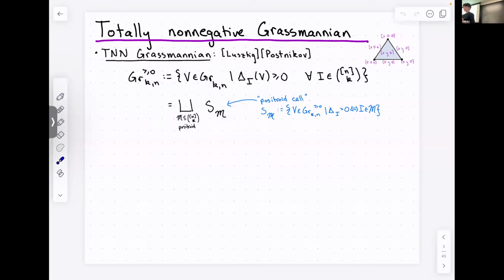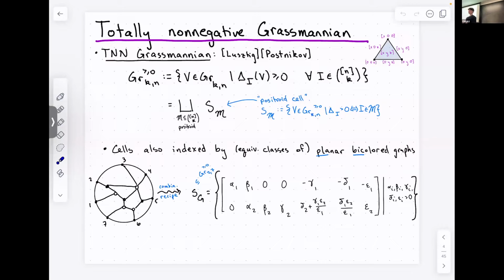I think Yara alluded to these things, but maybe didn't go too much into detail. Positroid cells, these pieces of the TNN Grassmannian, have a number of different indexing sets. One thing you can do is index a positroid cell with which Plücker coordinates are positive there. Okay, so that's one indexing piece of information. I'm going to use instead plabic graphs, like Christina talked about in her lectures. I should also say many of these indexing sets, including positroids and plabic graphs, were also due to Postnikov.